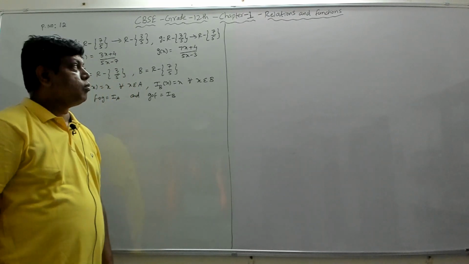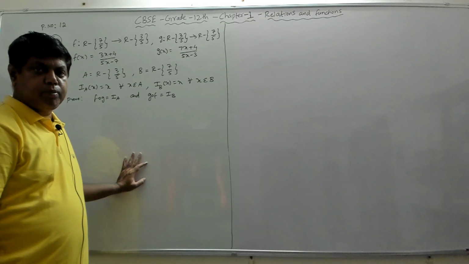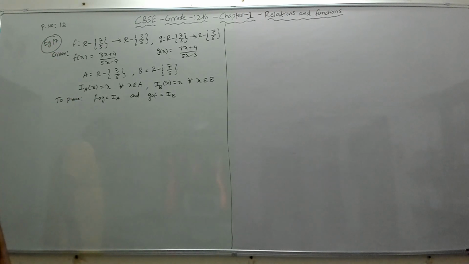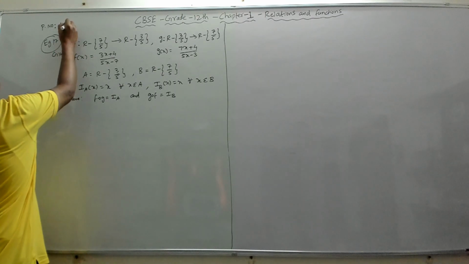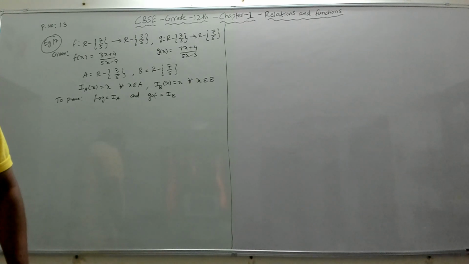In this video, we'll continue with the chapter Relations and Functions from your 12th standard CBSE Mathematics. I'll continue with example 17 in your textbook on page number 13. Page number 13, example 17 in your textbook.